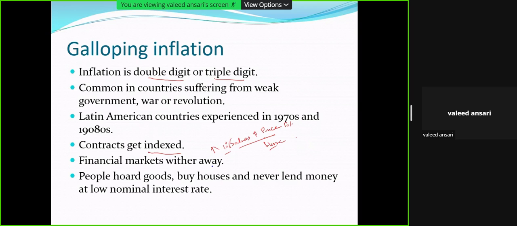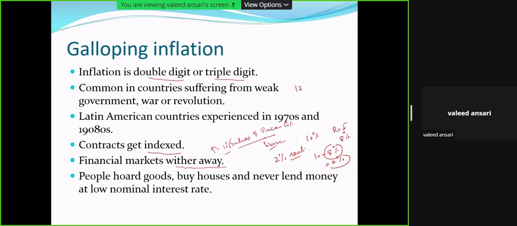And in this kind of situation, financial markets wither away, and the functioning of financial markets is affected, because there are so many variables related to the rise in price, not only the interest rate but its effect on financial markets. Because if prices are rising, let us say inflation is 10% and the rate of interest on bank deposits is 8%, it means 10 minus 8, that is 2%, the real interest rate. After compensating for the rise in price, 2% is the real return.